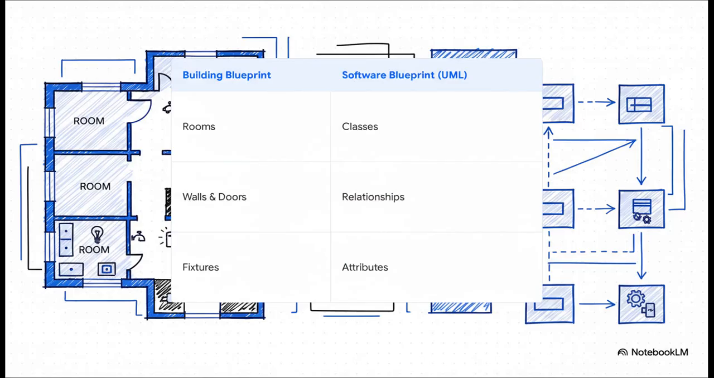And here's where that house analogy gets really, really powerful. In our software blueprint, the rooms are what we call classes. They're the main ideas or objects. The walls and doors that connect those rooms, we call those relationships. And all the little details inside, like the sinks or light fixtures, those are the attributes. See? It's almost a perfect one-to-one mapping. This is the kind of stuff we draw out in a UML class diagram.